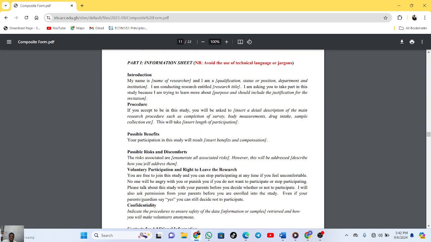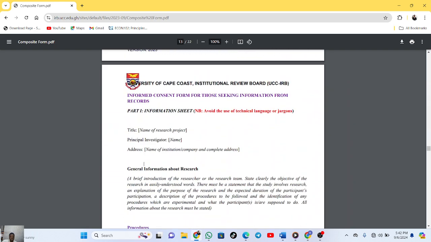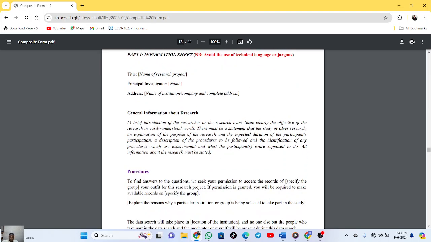Then the next type of informed consent is the informed consent form for those seeking information from records. If you are solely taking information from records, or if the data that you are collecting is secondary data, this will be the informed consent that you have to fill. So you read the instructions and bring the information.